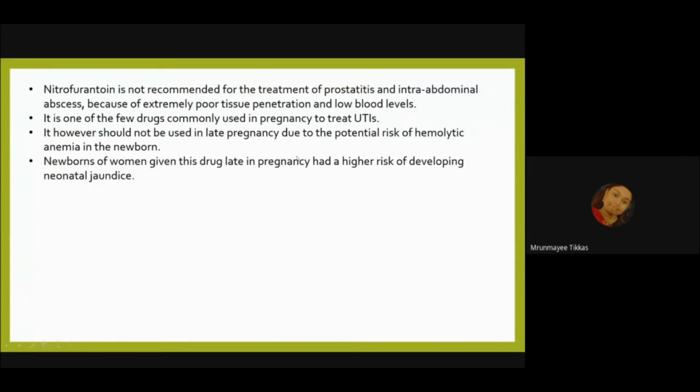It is not recommended for the treatment of prostatitis and intra-abdominal abscesses because of extremely poor tissue penetration and low blood levels. It is one of the few drugs commonly used in pregnancy to treat UTIs. It, however, should not be used in late pregnancy due to the potential risk of hemolytic anemia in the newborn. The newborns of women given this drug late in pregnancy have a higher risk of developing neonatal jaundice.